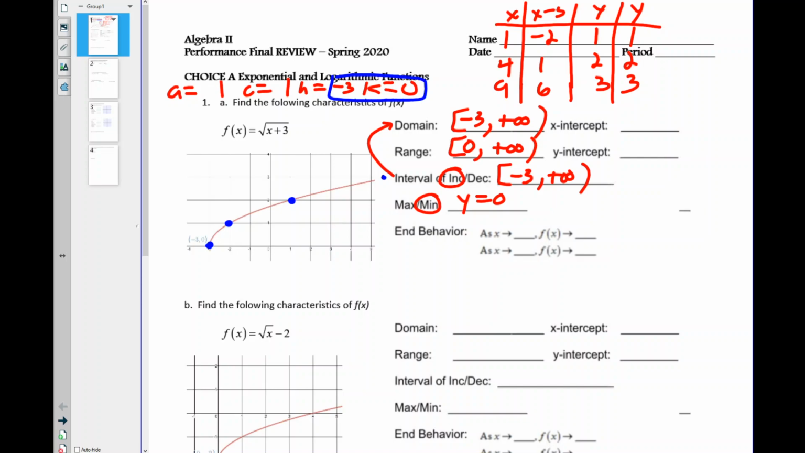Okay, our favorite end behavior. The x, how far left is the x going? Negative 3, and when x goes to negative 3, what's y doing? Going to 0.